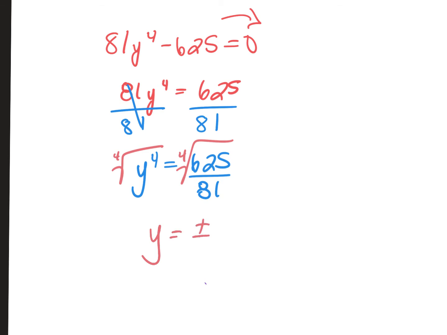4th root means what number times itself 4 times gives you that number? So think, what about 81? What number times itself 4 times to give you 81? 3. Yep. 3 times 3 is 9. Times 3 is 27. Times 3 is 81. What about 625? Not 6. 5. 5 times 5 is? 25. Times 5 is? 125. Times 5 is? 625.